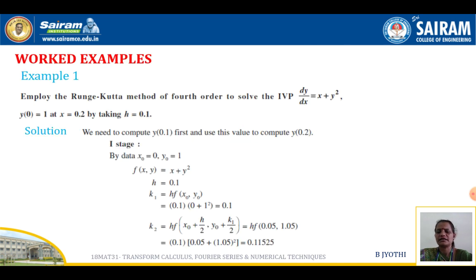Let us see the examples. Employ the Runge-Kutta method of fourth order to solve the initial value problem dy/dx = x + y². The initial condition they have given is y(0) = 1, at x = 0.2, by taking h = 0.1. Now we need to compute y(0.1) first and use this value to compute y(0.2).